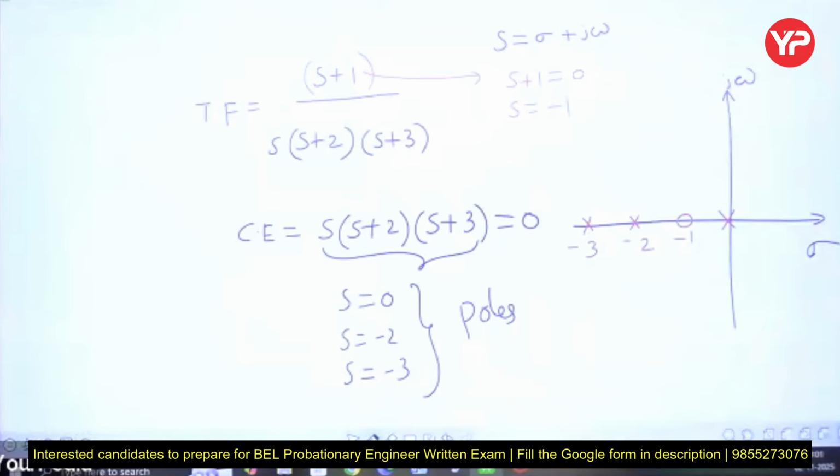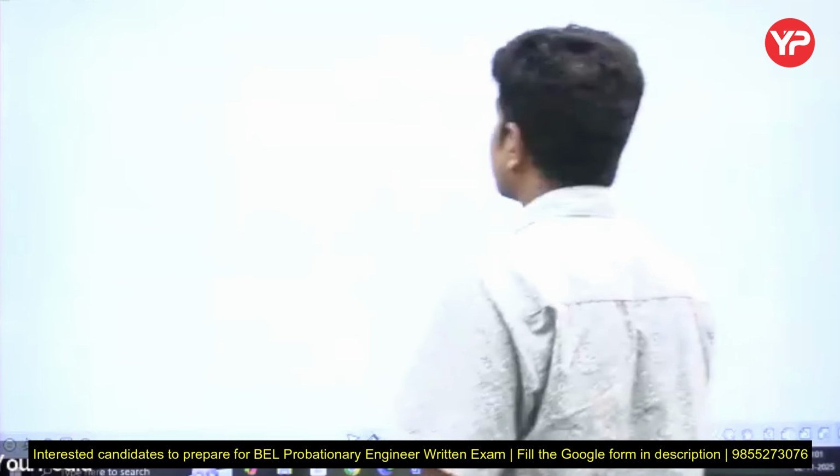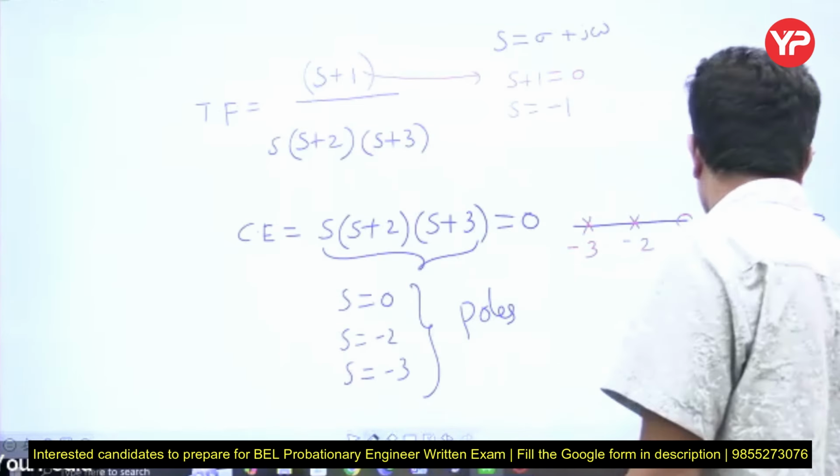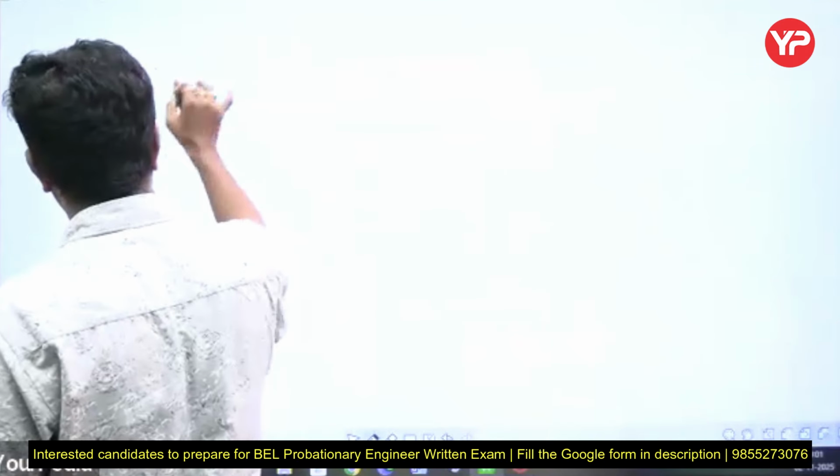Right? Denominator equal to 0 gives you poles. Numerator equal to 0 gives you zeros. Yes or no? Yes. Now, this is how we denote poles and zeros. Now come here. Let me go for the next topic.